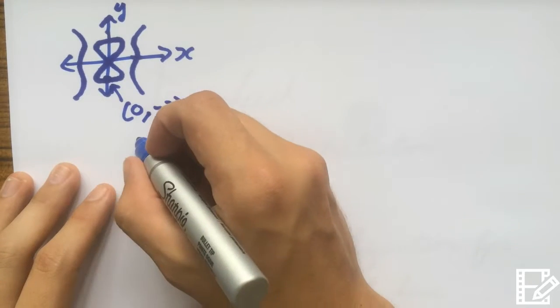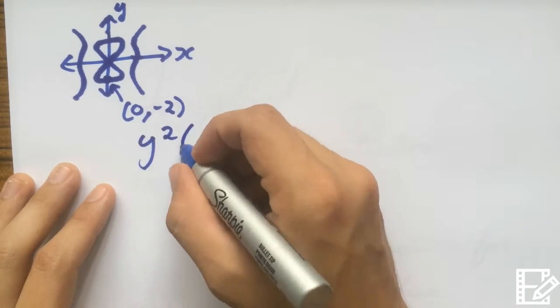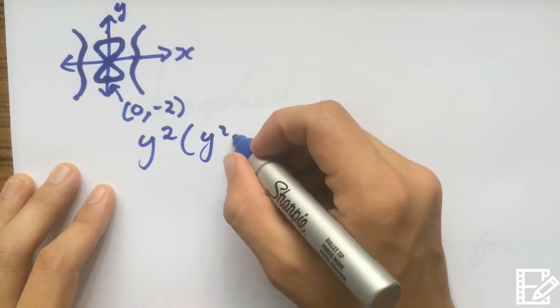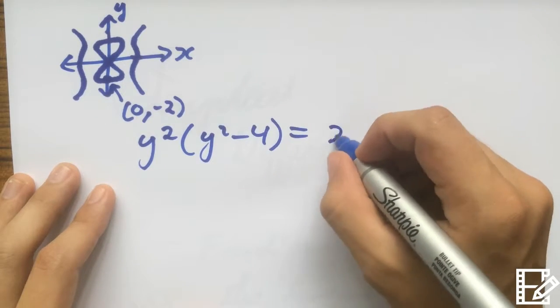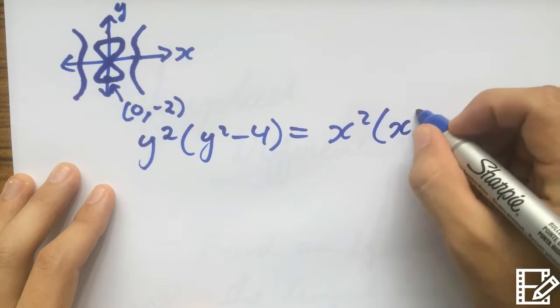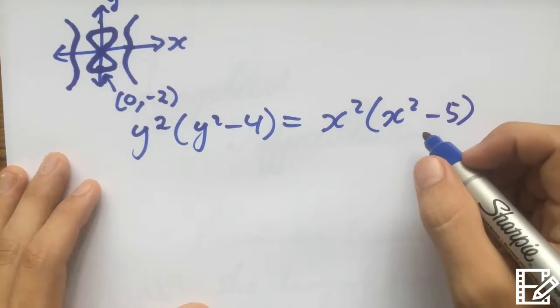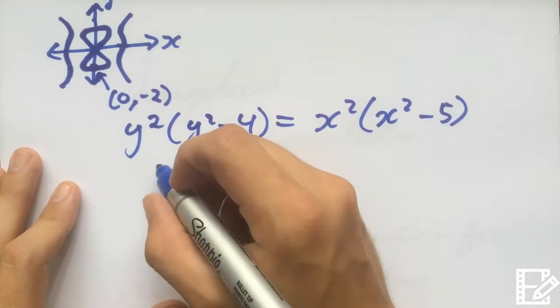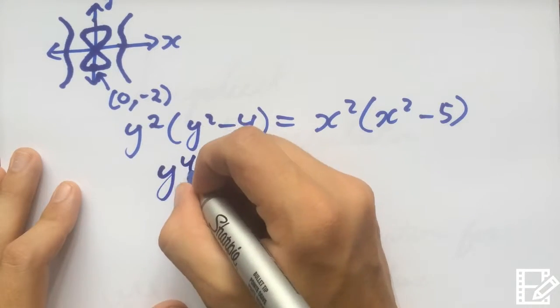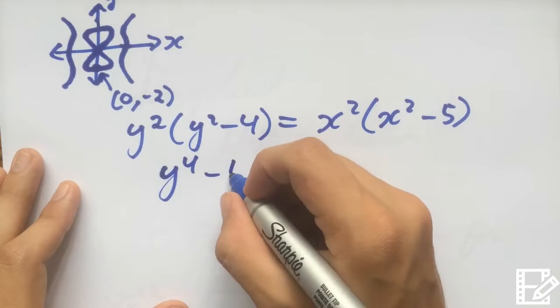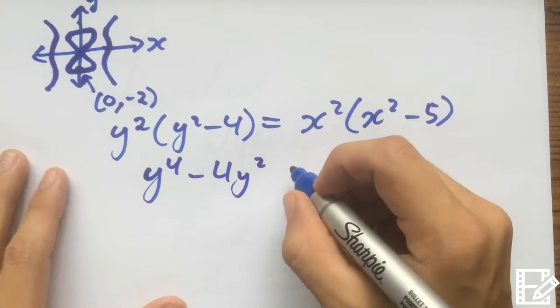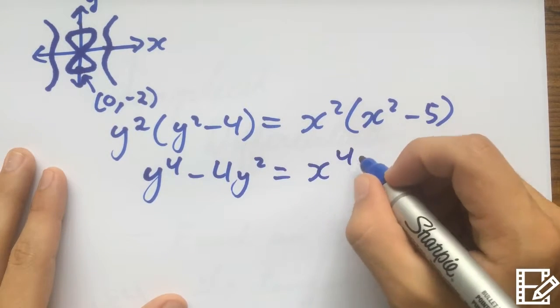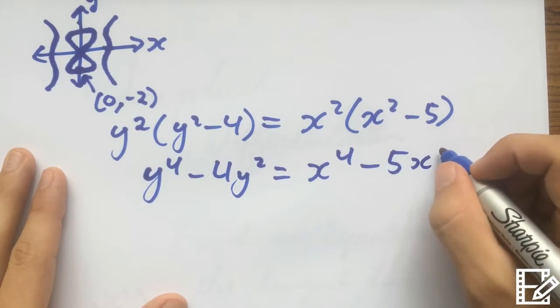Okay, so let's start. We have y squared multiplied by y squared take 4 equals x squared multiplied by x squared take 5. First step, we're going to multiply these out, expand them, and we're going to get y to the power of 4 take 4y squared equals x to the power of 4 take 5x squared.